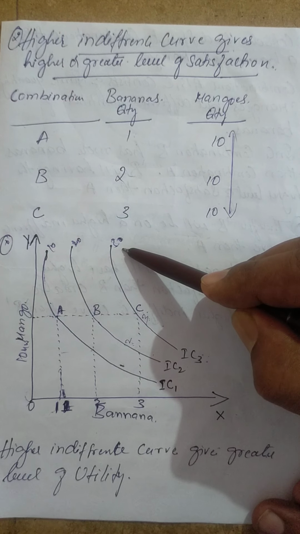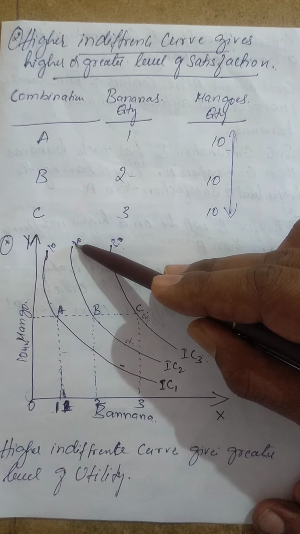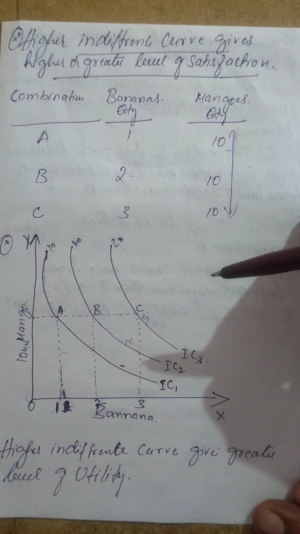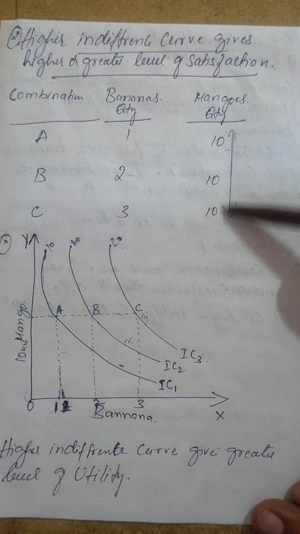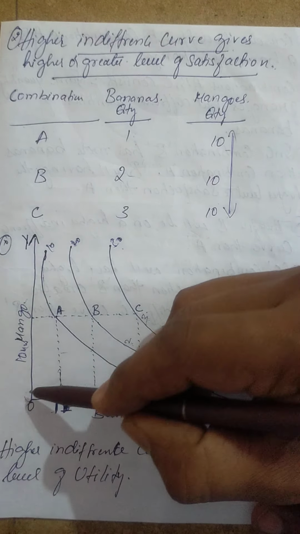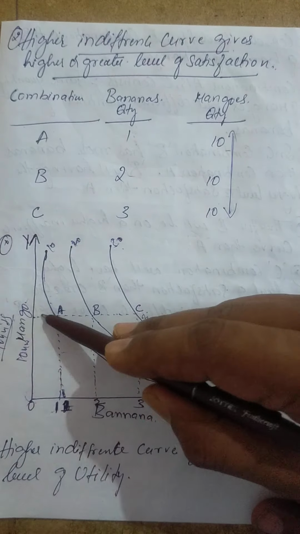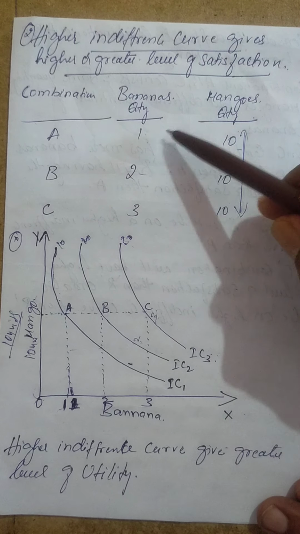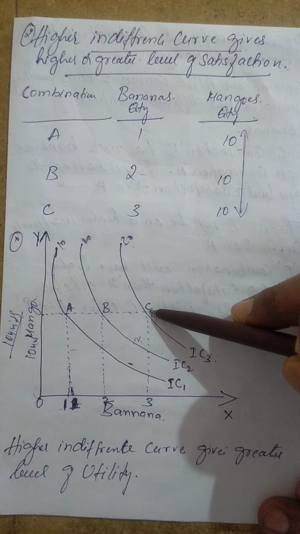Since it is 30, this gives a greater level of satisfaction, and this gives 20, a greater level of satisfaction than 10. Here the combinations A, B, C are the three combinations where they are keeping mango constant at 10 units from year to year. They are keeping good y, which is mango, constant, and they are consuming banana. So the level of banana is increased at every level.